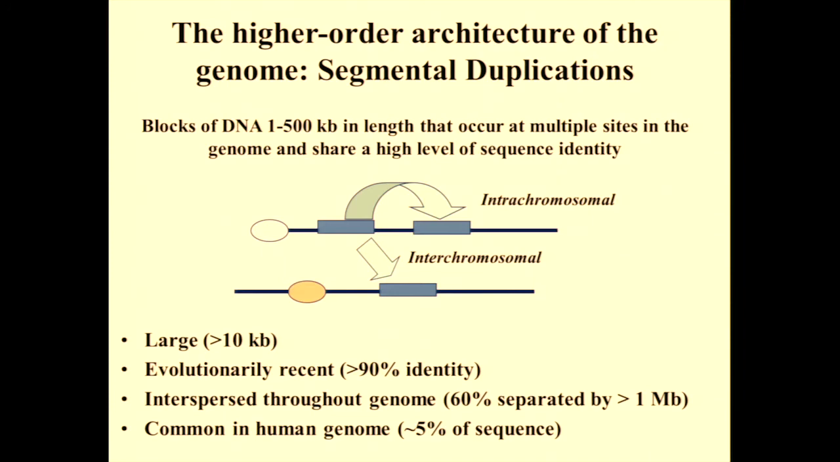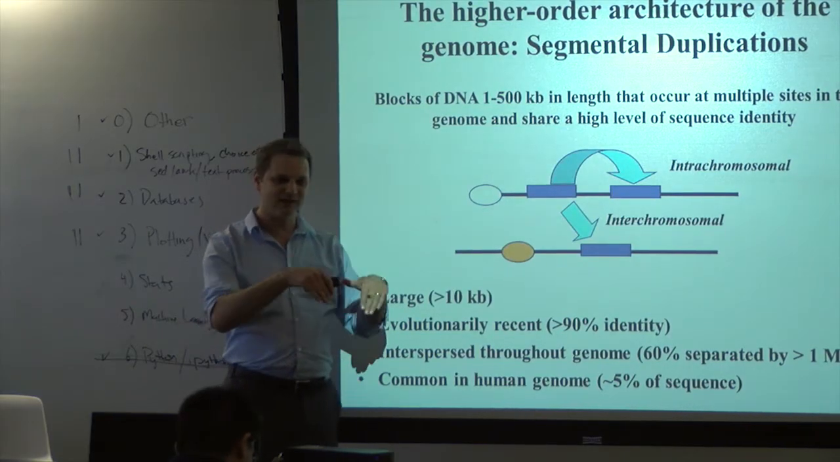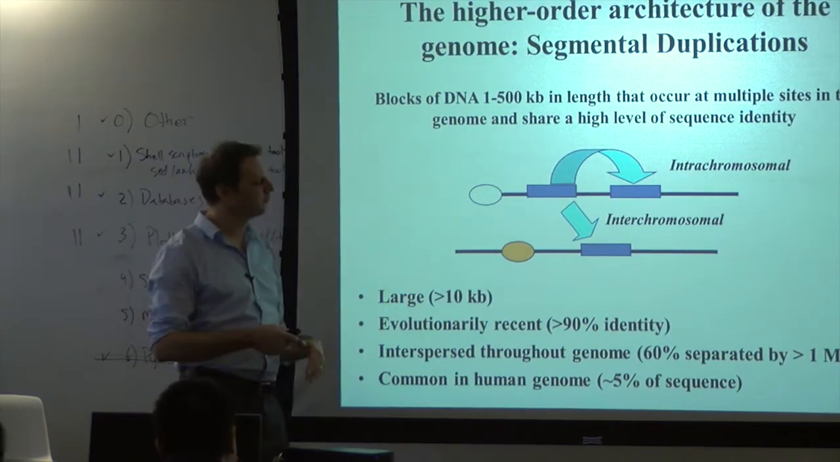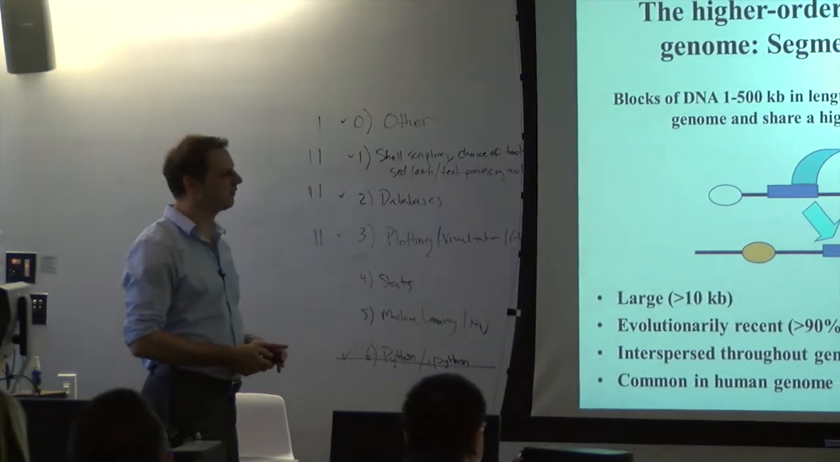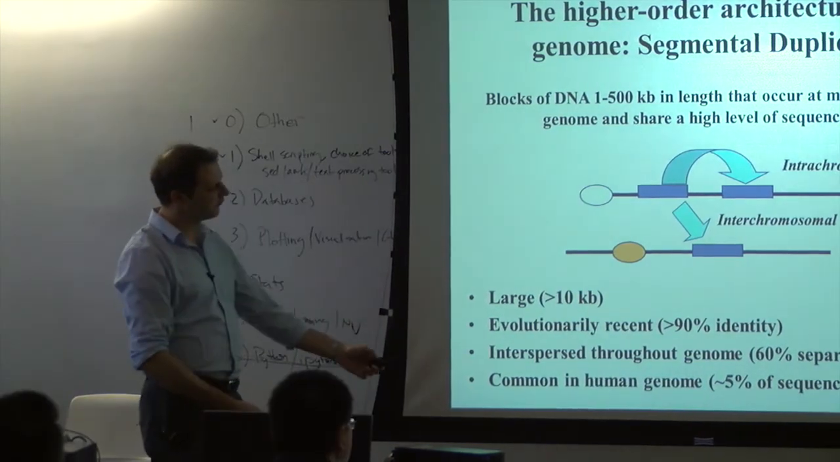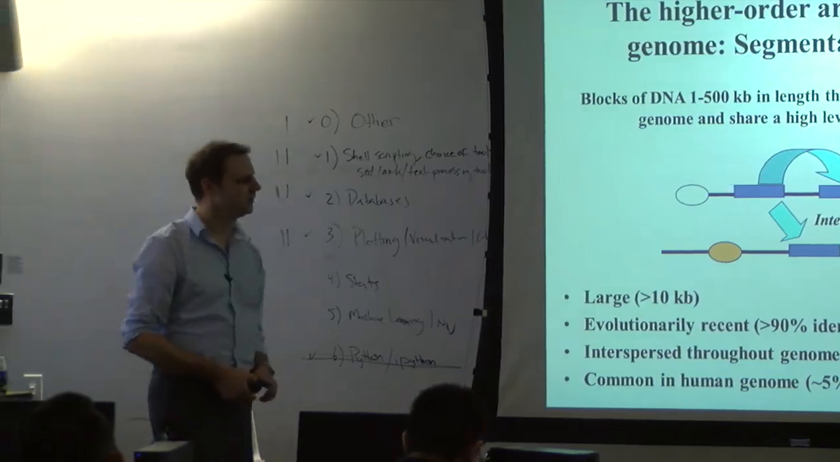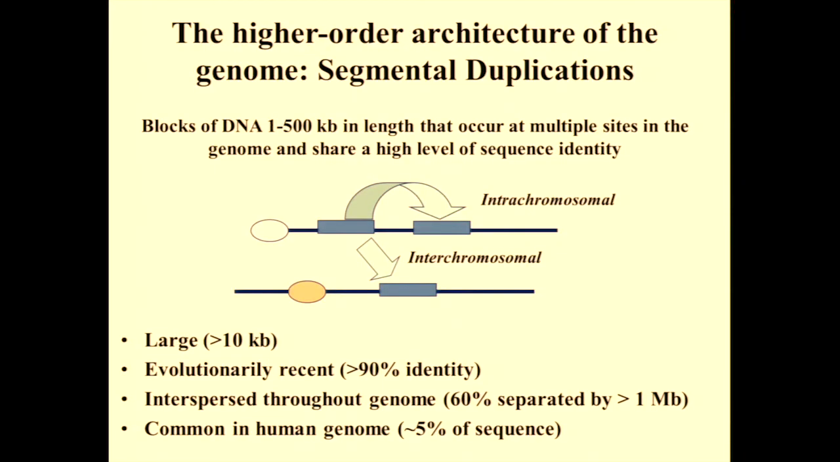Most of these chunks of DNA have presumably been copied and then inserted either on the same or another chromosome, presumably through some sort of meiotic error at some point. Most of these are pretty large. For reasons we don't fully understand, a lot seem to have accumulated during primate evolution, which means they're typically less than 20 million or so years old in evolutionary terms. The implication is that because they haven't had a lot of time to accumulate mutations between them, they typically look very similar to each other, mostly more than 90% identical.